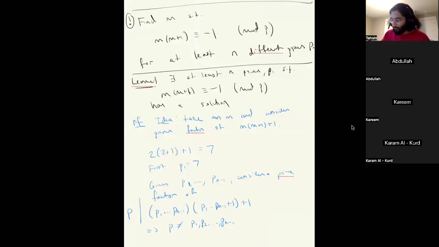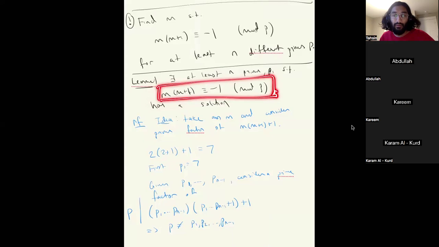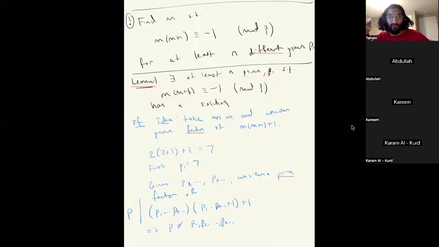But yeah, okay. This was the argument that you can construct n, in fact, infinitely many primes, where this congruence m times m plus 1 is congruent to minus 1 mod p has a solution. Okay. So does the argument make sense for constructing infinitely many such primes?